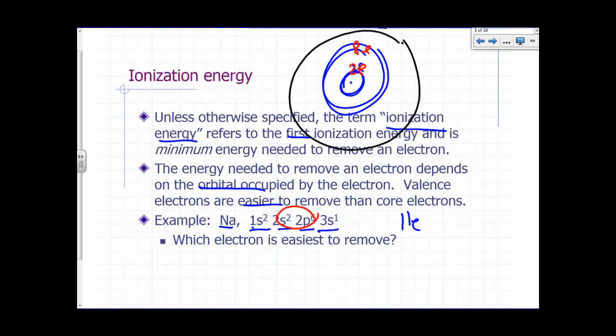Remember, as you go to higher quantum numbers, you're going to higher shells, and the average location is much farther away from the nucleus. So that 1 electron in the 3s orbital would be much farther away from the nucleus. Which electron would be the easiest to remove? That would be the electron in the 3s orbital. The minimum energy needed to remove that electron is called the first ionization energy of sodium.